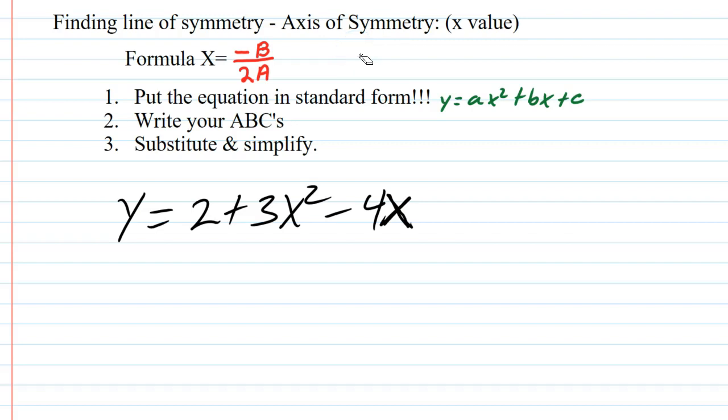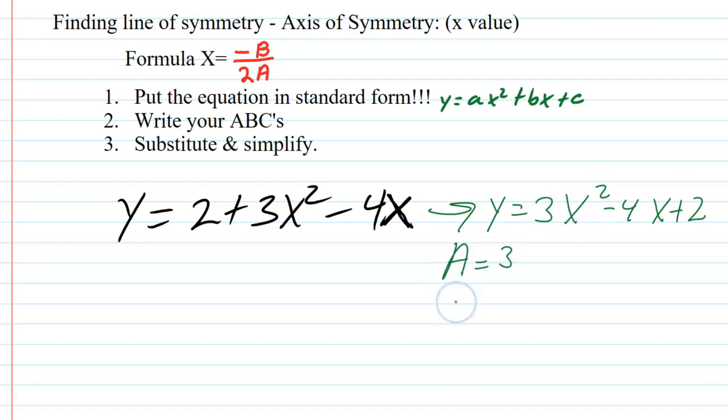Finding the line of symmetry. Remember, the line of symmetry is just the x value of the vertex. The formula is x equals -b over 2a. First step, put the equation in standard form. We always will put it in the correct form. In this case, ax squared plus bx plus c. We're going to be writing our ABCs for pretty much every equation from now on, and then you simply substitute and simplify. If I'm going to rewrite this, I get y is equal to 3x squared minus 4x plus 2. My ABCs, the a value is equal to 3, the number in front of the x squared. The b value is equal to -4, the number in front of the x, and the c value is equal to 2, the number at the end.